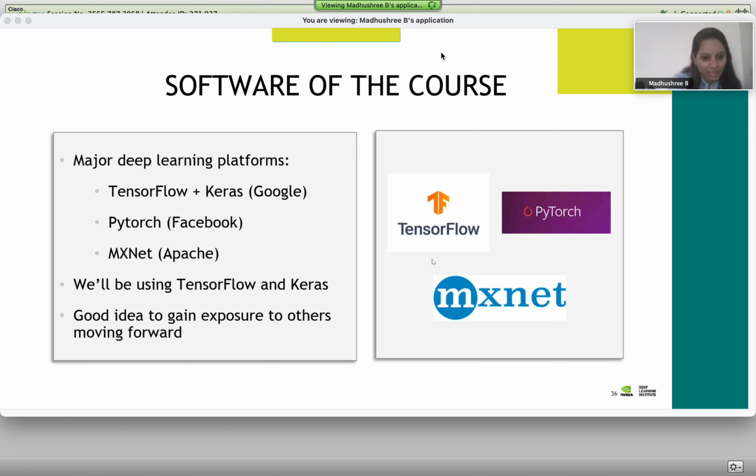Major deep learning platforms that are available today: the first one is TensorFlow plus Keras. Earlier it used to be only TensorFlow, or Keras was built based on TensorFlow or Theano. Nowadays, everything is clubbed together. TensorFlow and Keras together from Google give you better access, or these are the frameworks that we require to code a neural network. The next option is PyTorch. This is by Facebook. This is getting very popular nowadays amongst the research community, even in the industry. And MXNet from Apache is also there. But for today's course, we'll be using TensorFlow and Keras. It's a good idea to gain exposure to others moving forward, but today we are going to use TensorFlow and Keras.